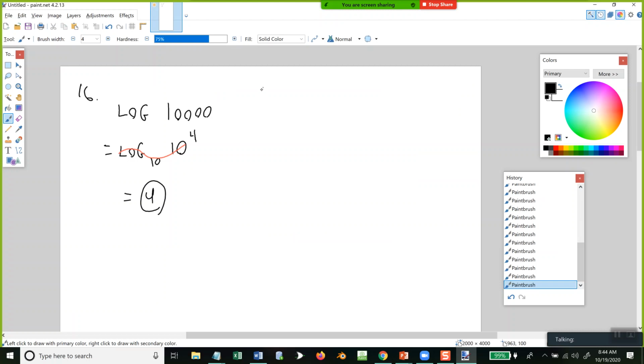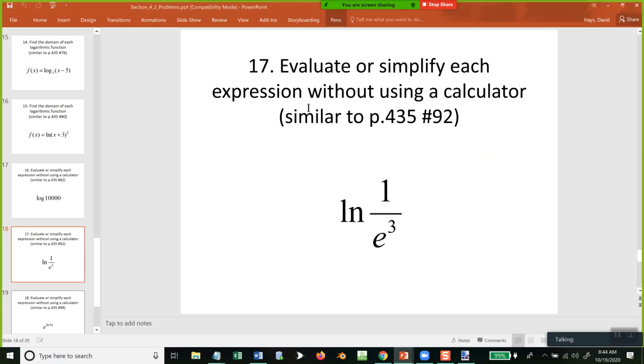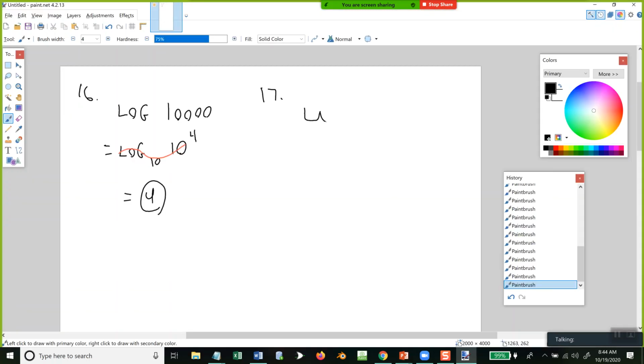Number 17. Got a natural log of 1 over e to the 3rd power. Now, one thing to note is that natural log is base e, so I can put it there just to emphasize it. Technically, it's incorrect to put the e there, but we will.